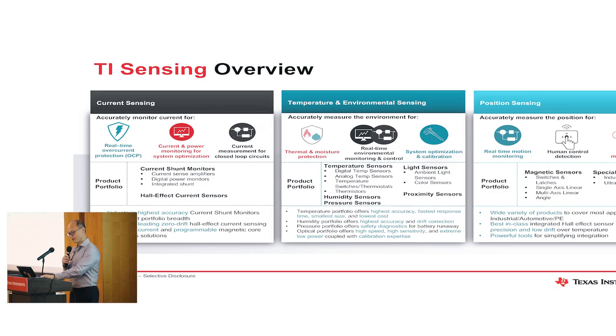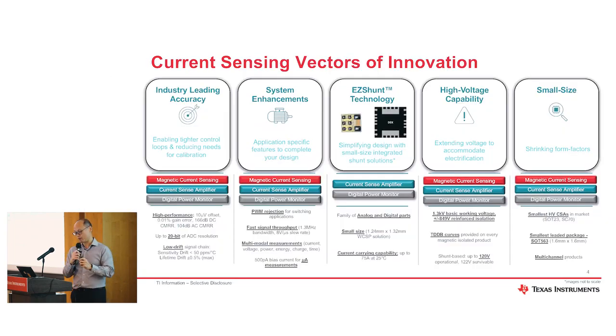So TI, we have many areas of innovation in terms of our current sensing. Just want to highlight a few key points. First one is accuracy. When we talk about current sensor accuracy, we're talking about plus minus 0.5%, on the last line, plus minus 0.5% over lifetime drift. Now it's easy to buy an accurate current sensor that works on day one, but after being deployed in the field for 10 years, how accurate is it? Our lifetime drift is plus minus 0.5%.